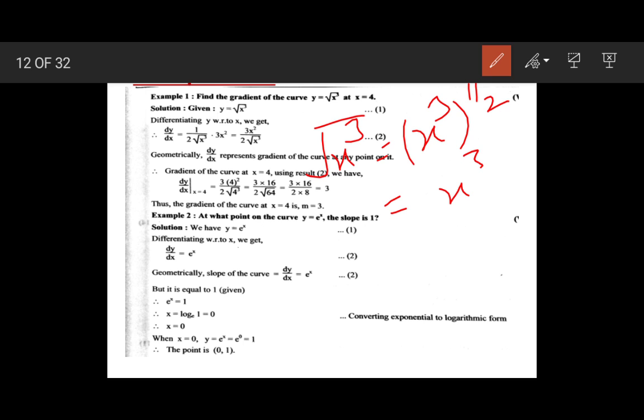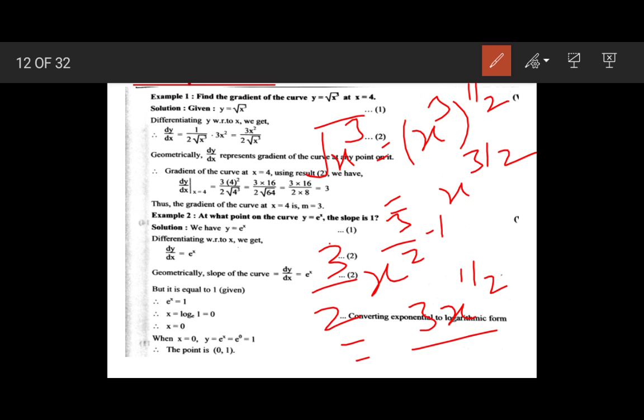So that is equal to x raised to 3 upon 2. Now I will find the derivative. So the derivative will be 3 upon 2 into x raised to 3 upon 2 minus 1. That means I am getting 3 x raised to half upon 2. Okay, so that is the derivative. Now raised to 1 upon 2 means root x. So finally, I am getting 3 root x upon 2. This is my dy upon dx.